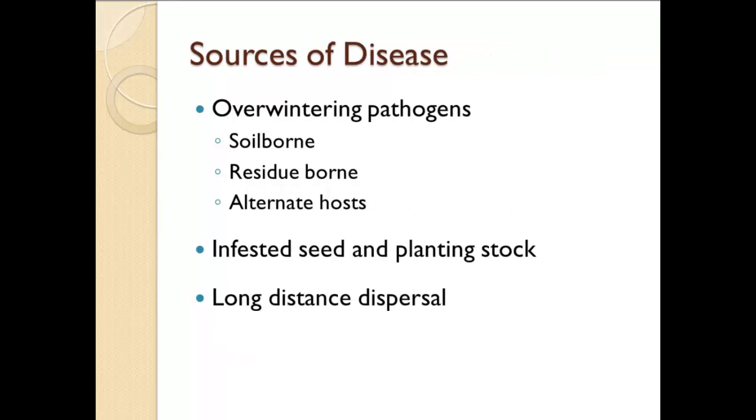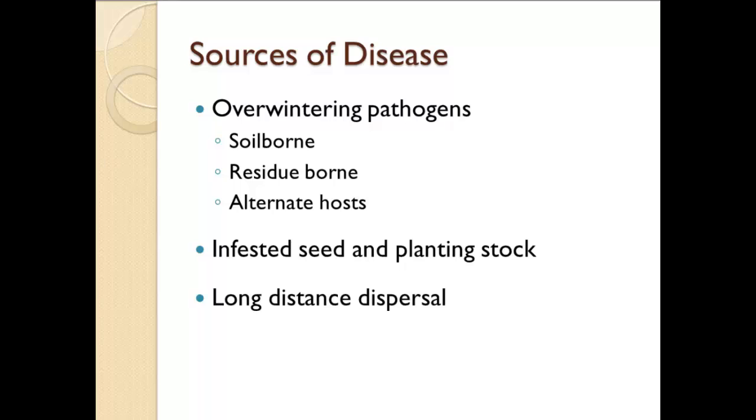But before we do that, one of the things that we should think about when we're trying to determine the types of disease management practices that we want to use are the sources of disease. Where are pathogens likely to come from? Some pathogens overwinter in the field that we're going to be planting in. Some of them can be soil-borne, which means that typically a fungus or a nematode actually resides in the soil. And sometimes they can exist not as a pathogen, but as a saprophyte or a saprobe on other kinds of organic matter, and they become a pathogen when a plant is present.